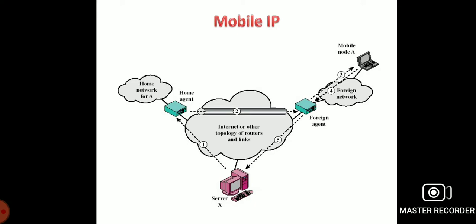At the foreign network, the incoming IP datagram is intercepted by the foreign agent. The foreign agent is the counterpart of the home agent in the foreign network. The foreign agent strips off the outer IP header and delivers the original datagram to A. A intends to respond to these messages and send traffic to X.